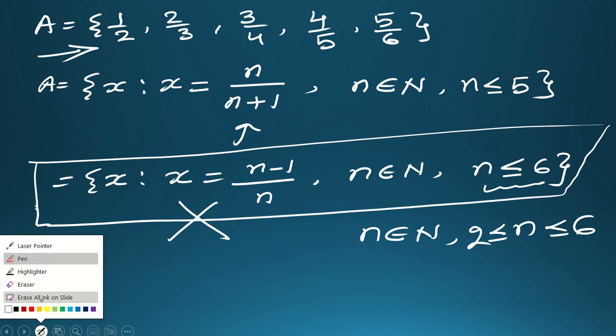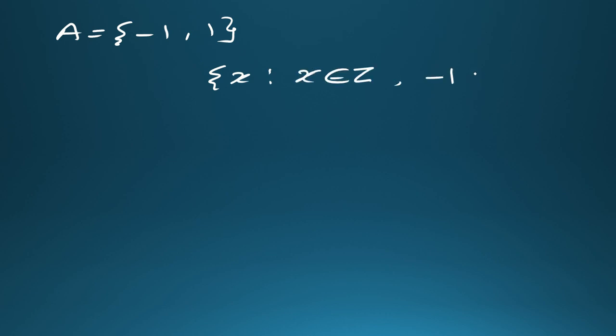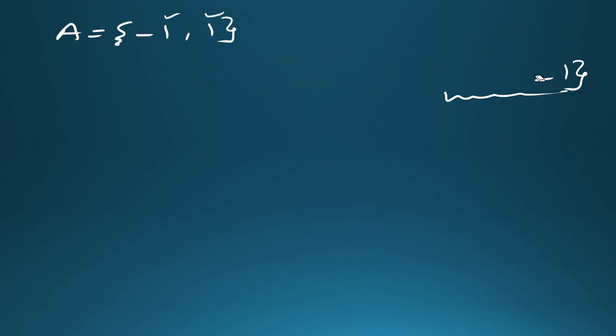Okay, now let's talk about some more examples which are very important for your exam. For example, they say A is equal to {minus 1, plus 1}. Only two elements. Some students by mistake write x such that x is an integer where minus 1 is less than or equal to x less than or equal to 1. Is it the correct answer? No. Why? Because from minus 1 to 1, we have minus 1 and plus 1, very good. But where is 0? 0 also lies from minus 1 to 1. Yes, and 0 is missing. So this is not the correct answer.